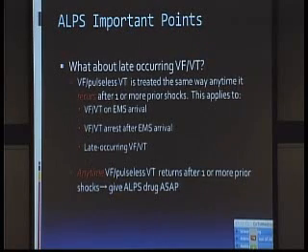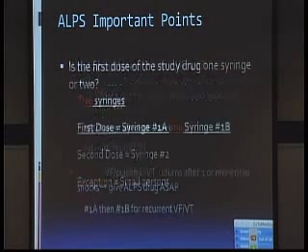So what about late occurring? Say you're deep down into an arrest and then you're getting it. Anytime if there's been one shock and you have another episode of VF or VT, that applies. And so say you shock them once, you get them into a sinus rhythm, they go into VF or VT again, that's when you want to give the ALPS drugs.